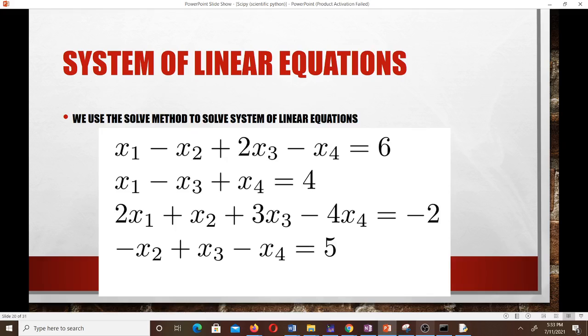So in solving a system of linear equations, we use the solve method to do that. Okay. So when you are solving a system of linear equations, what we do is that we write two matrices out of it, called the coefficient matrix, and we have a vector, right? So the coefficient matrix for this system of linear equations, for instance, is going to be 1, minus 1, 2, minus 1. That's the first row. The second row, 1, 0, minus 1, 1. The third row, 2, 1, 3, minus 4. And the last row, 0, minus 1, 1, minus 1. And our constant vector is going to be 6, 4, negative 2, 5, right? So we just have to do that.